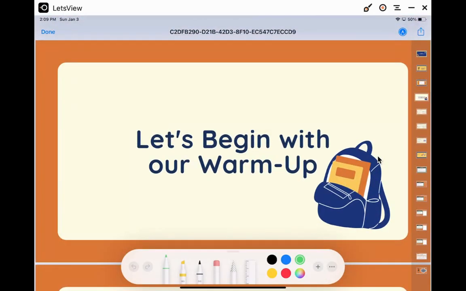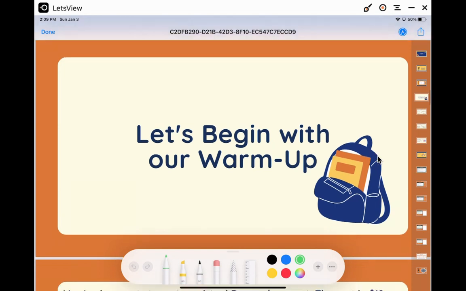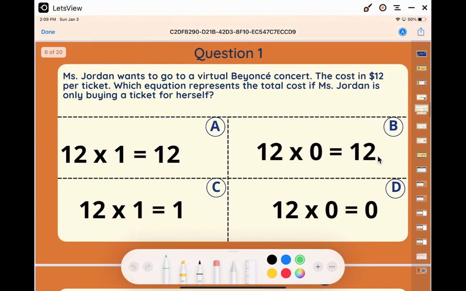This is the reminder that warm-ups can either be done mentally or you can write them out on your notebook paper before answering them in your Nearpod. Question number 1. Miss Jordan wants to go to a virtual Beyonce concert. The cost, that's a typo. The cost is $12 per ticket. Which equation represents the total cost if Miss Jordan is only buying a ticket for herself?